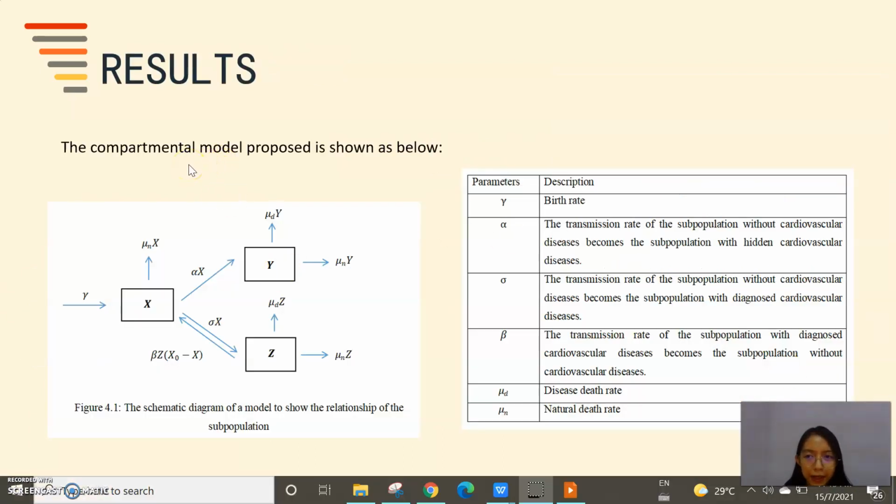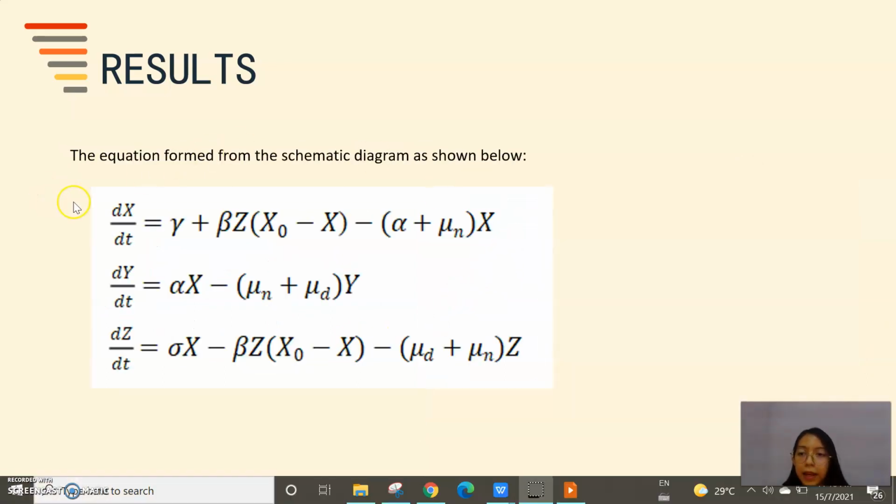In the results part, the compartmental model proposed for my study is shown here, and the schematic diagram of the model shows the relationship of the subpopulations. And here are the parameters represented in the schematic diagram. The equations from the schematic diagram are shown below. So there are three differential equations formed.